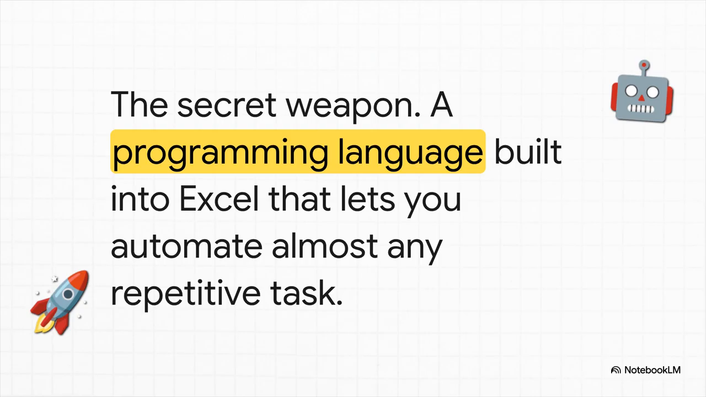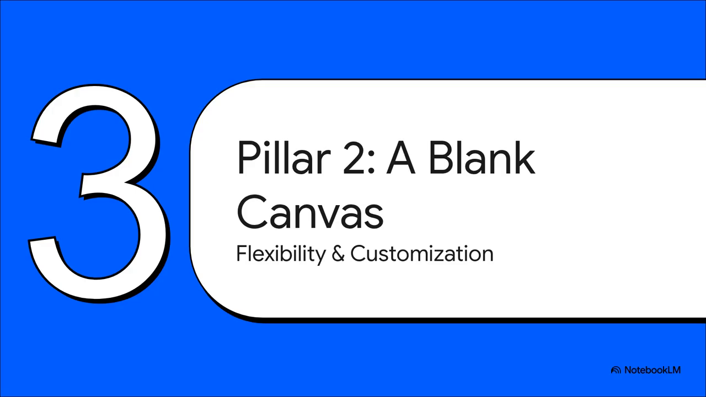And finally, let's talk about the secret weapon, VBA. This is literally a programming language built right into Excel. With VBA, you can take a task that takes you 3 hours of boring, repetitive clicking and turn it into a one-button macro. You can build completely custom tools. You're not just using a spreadsheet anymore, you're building your own little software application. Okay, so raw power is great, right? But it's kind of useless if you can't shape it to what you need.